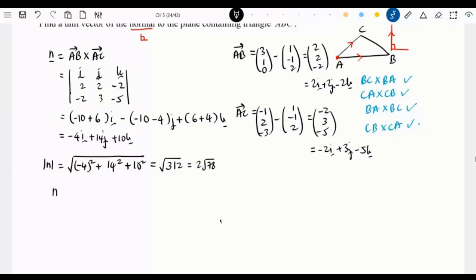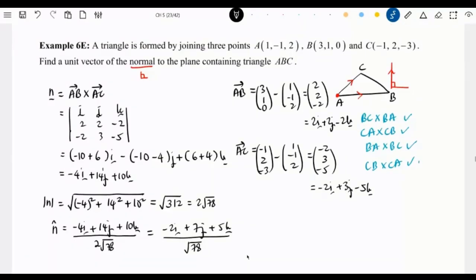So find the n hat. Negative 4i plus 14j plus 10k over 2 square root 78. So dia akan end up dengan negative 2i plus 7j plus 5k over square root 78. Okay, so that's how we find for the unit vector of normal.